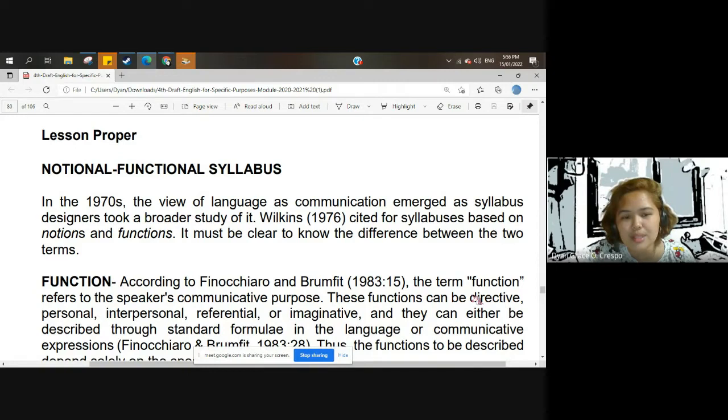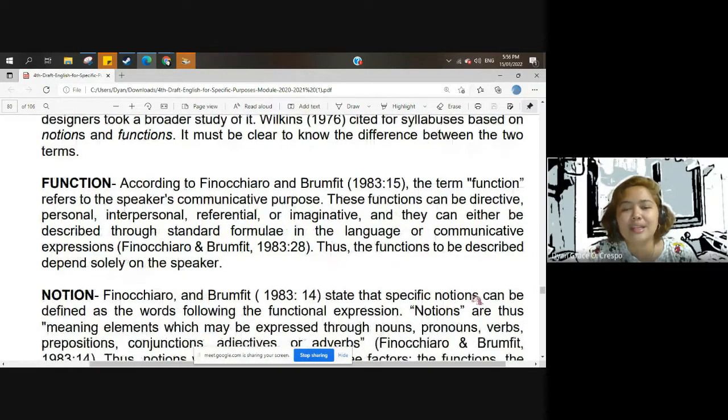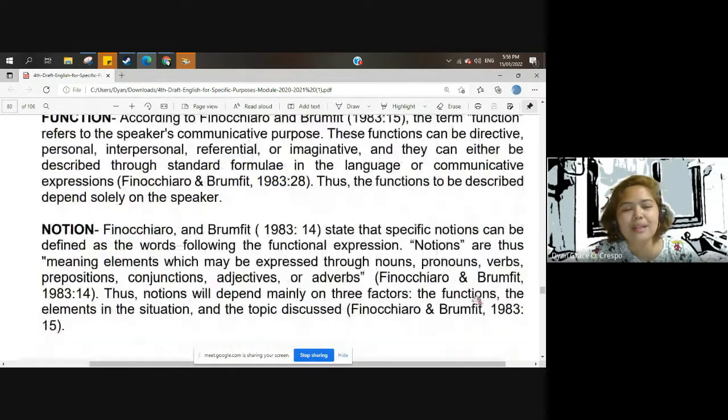Okay, so differentiate natin yung function. According to Finocchiaro and Broomfield, the term function refers to the speaker's communicative purpose. These functions can be directive, personal, interpersonal, referential, or imaginative, and they can either be described through standard formulae in the language or communicative expressions. Thus, the function is to be described dependently solely on the speaker. So, yung function, ayan. I-discuss muna natin yung iba. And the notion naman states that specific notions can be defined as the words following the functional expression.